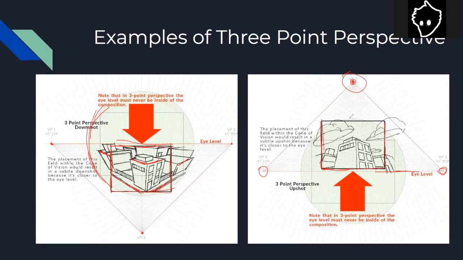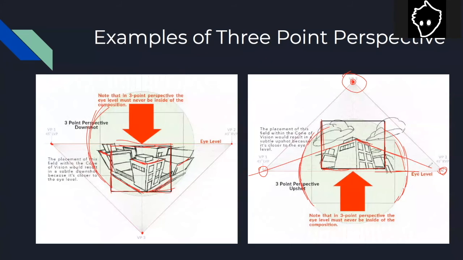So as far as oblique lines go, they correlate with the one vanishing point as the other correlates with this side. So consider how the placement of this field must remain within this entire cone of vision. This entire green circle, as you see, is your cone of vision, because you also need to understand that in 3-point perspective, the eye level must never be inside the composition.